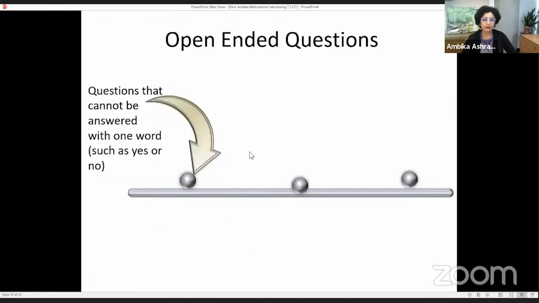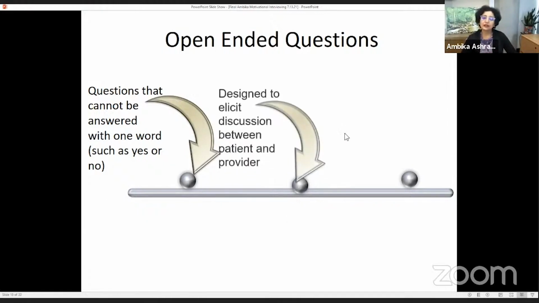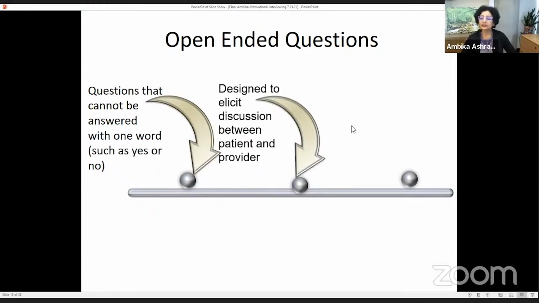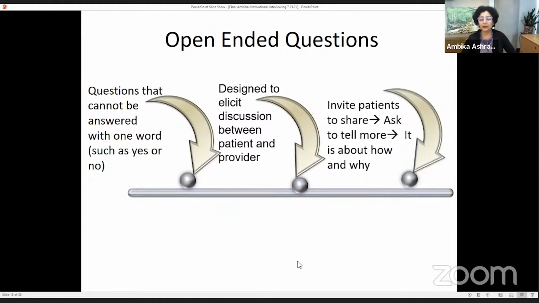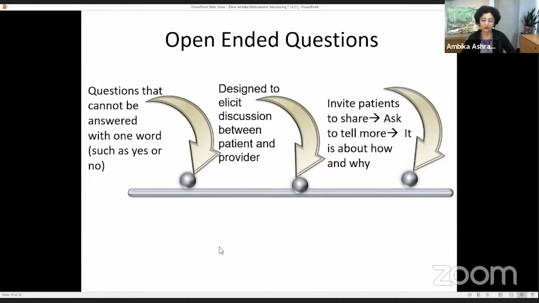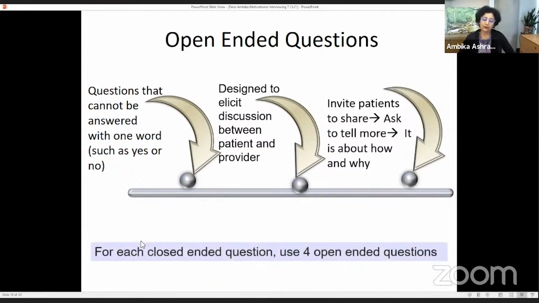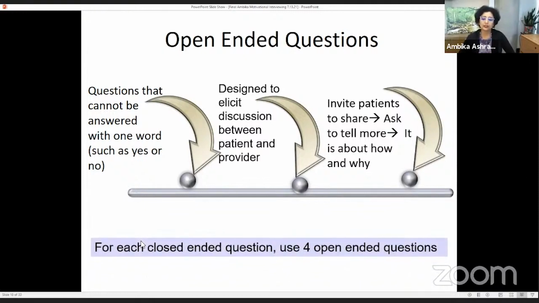Open-ended questions, as Dr. Austin pointed out, are questions that cannot be answered with one word, yes or no. And it's also important for me when I'm dealing with my teenage daughters. So these questions are designed to elicit discussion between patient and provider. We invite the patients to share, ask to tell more. It's about how and why, as Dr. Austin pointed out.